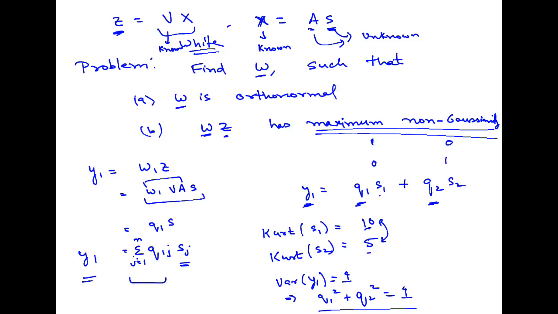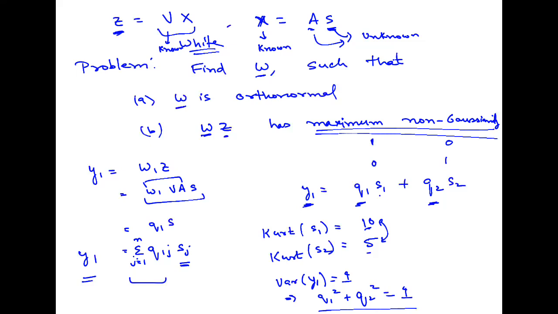Because the first signal you already recovered. And then when you do the third signal, you put the constraint that it should be independent, orthogonal to the first and second signals. And subject to that constraint, you find W's which maximize the non-Gaussianity. And this is only one measure.